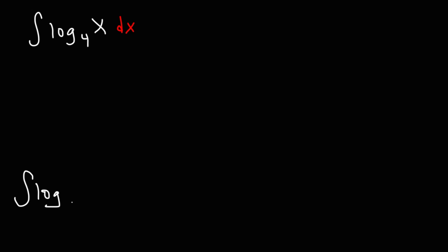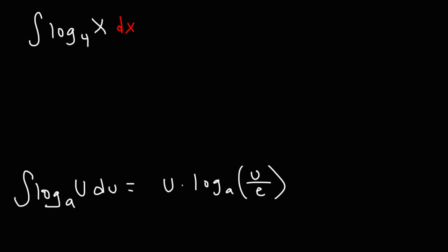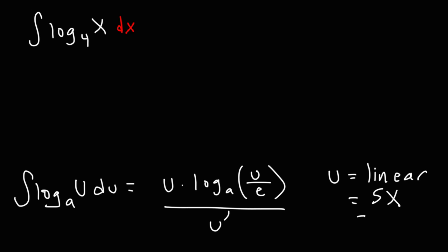The integral of log base a of u du is equal to u times log base a of u divided by e, where e is a constant, 2.7182818, that number, divided by u prime. Now, this works if u is a linear function. So this could be like 5x, 3x plus 4, and so forth.